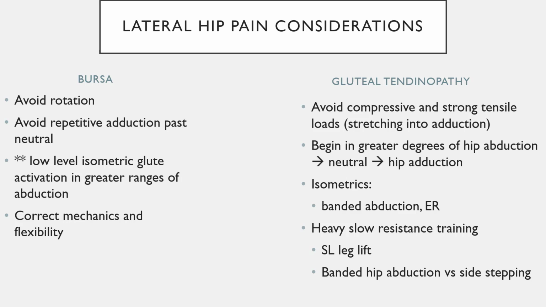For gluteal tendinopathy, we see the same parameters as hamstring tendinopathy. However, this time we are more concerned with the amount of hip ab or adduction versus hip flexion or extension. We want to avoid compressive and strong tensile loads that the tendon experiences. We begin with isometrics and progress towards heavy, slow resistance training. Exercises should start in a greater degree of hip abduction and then progress to neutral, finally allowing for slight adduction.